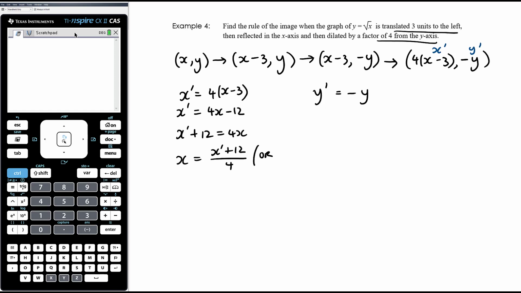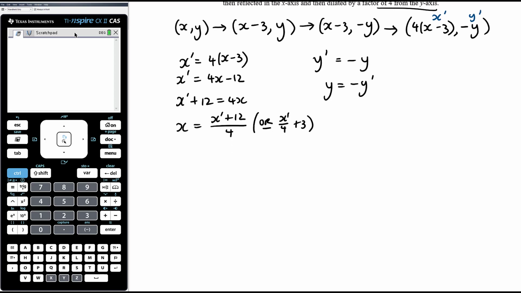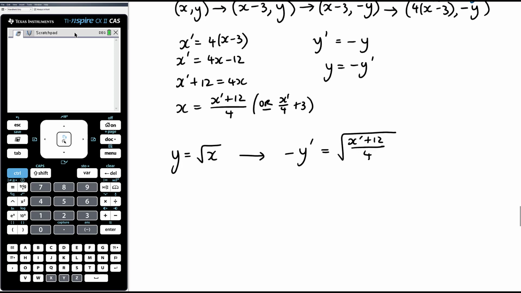Or if you hadn't expanded out the brackets at the beginning, when you did the rearrangement, you would have ended up with x dash on 4 plus 3, which is the same. Okay. So whichever, that's no different. And then here, this is just going to be y equals negative y dash. Alright, so our original rule is y equals root x. We replace the y's with negative y dash, and we replace the x's with (x dash + 12) all over 4. The whole thing goes under the square root.